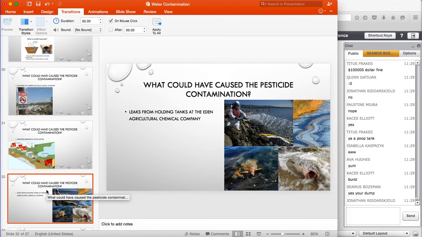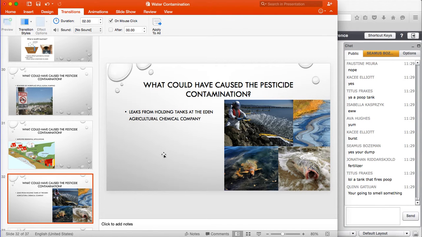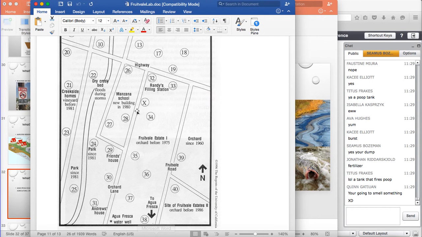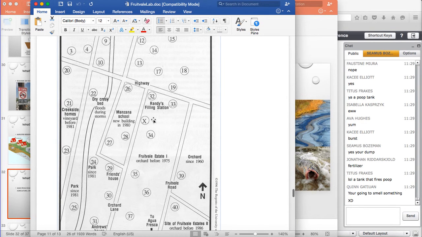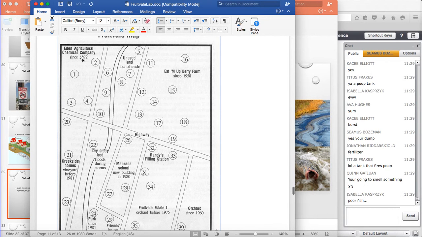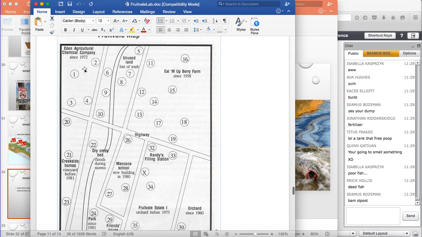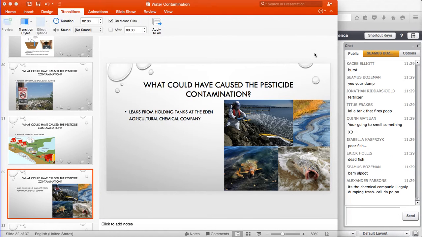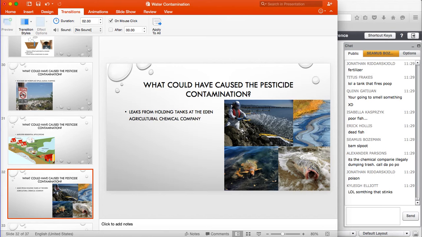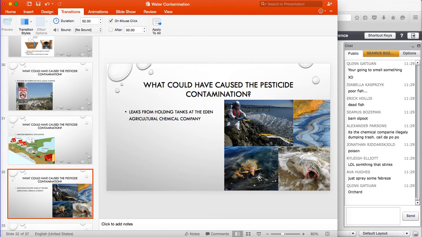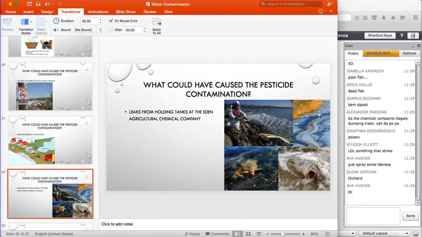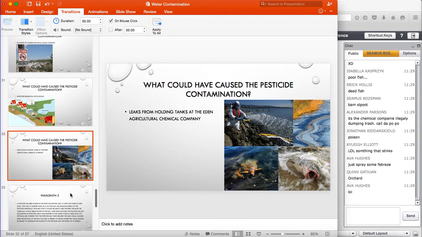Okay, and what other things? Well, you could have leaks from holding tanks at the Eden Agricultural Chemical Company. Remember I told you that there are other places around here? There's a chemical company, an actual chemical company. And what happens if they have pollution leaks or something like that? They produce a lot. And so you could have different pesticides leaking into the water and killing fish and hurting turtles and making the ocean a pretty looking oil color painting.